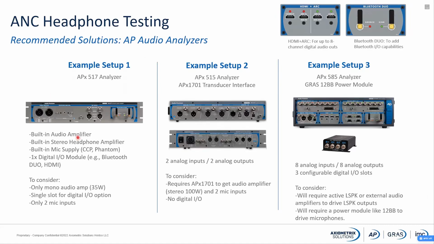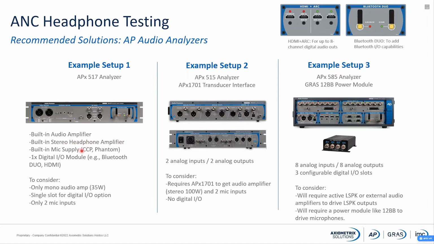Let's look at example setup number 1, where we are using an APX517. A great thing about this analyzer is that it has a built-in audio amplifier. That means we can connect the amplifier directly to a passive loudspeaker to use as a sound source for the test. Then it also has a built-in stereo amplifier, so in case we are also using this analyzer for testing wired headphones, we can still use it for that and not only for the ANC test.